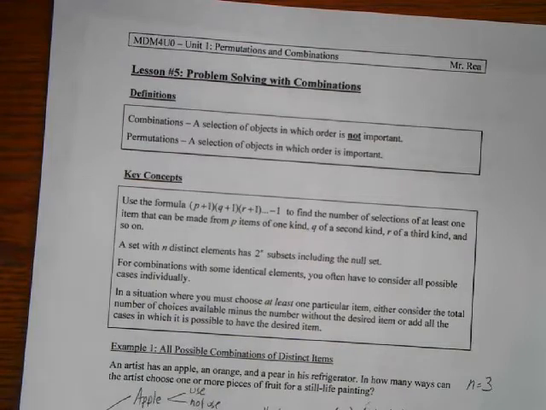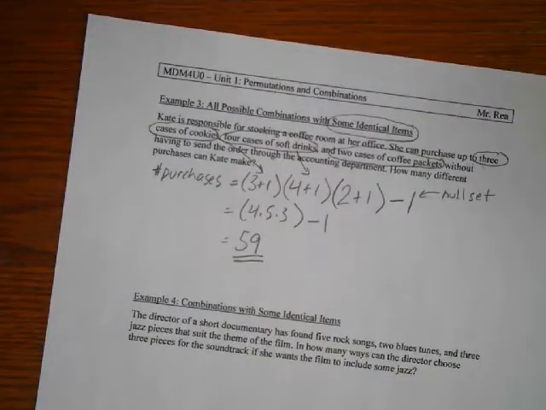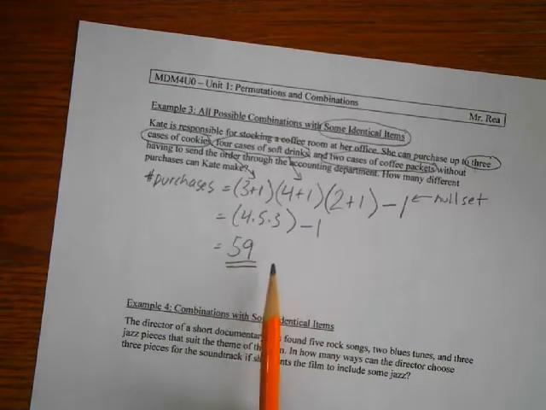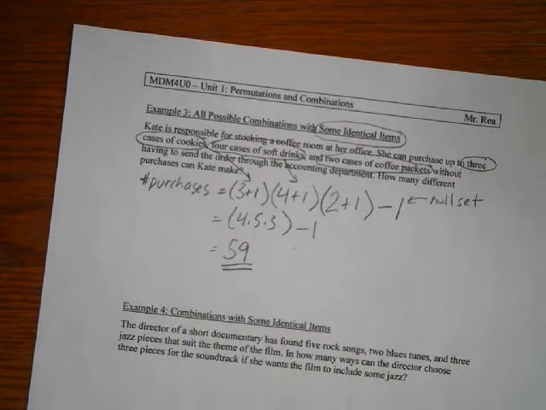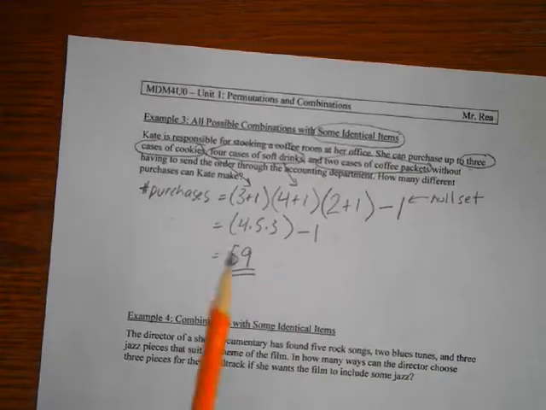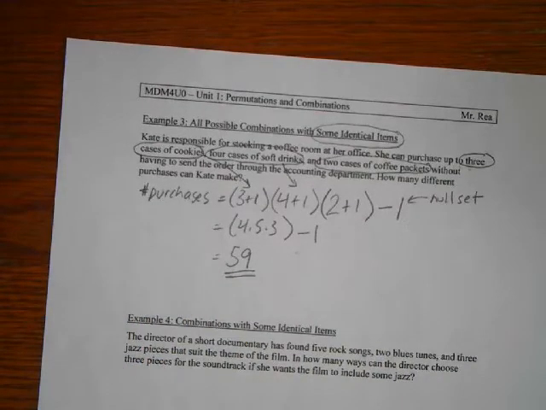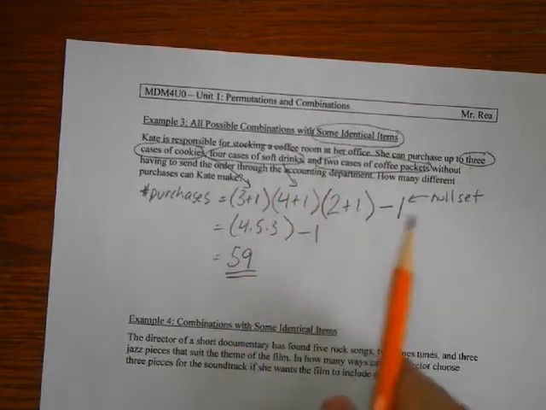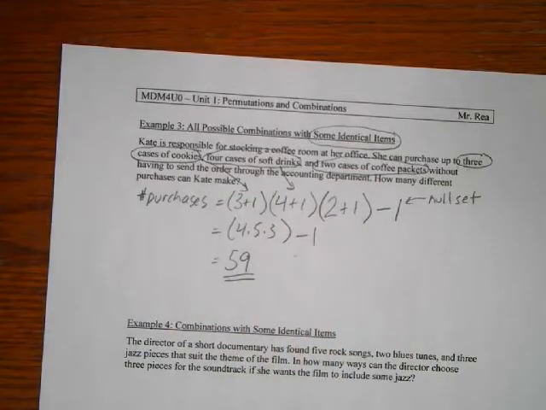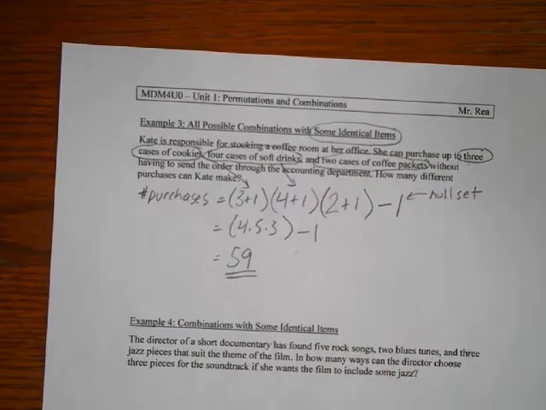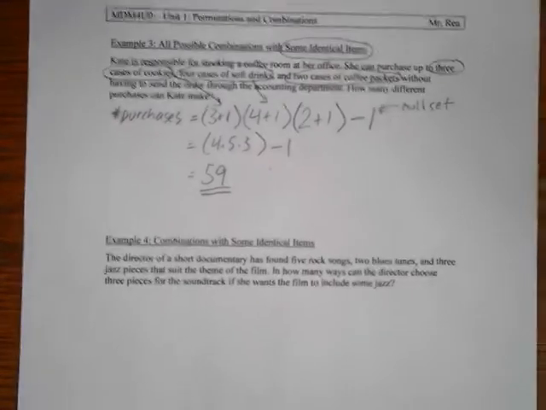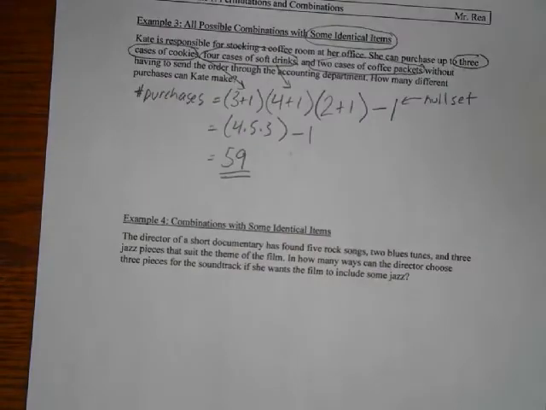Okay. And hopefully you see the reason for subtracting 1: the 60th possible purchase would be ordering nothing at all, and that doesn't really count as an order. So we subtract that and get a total of 59 possible different purchases.